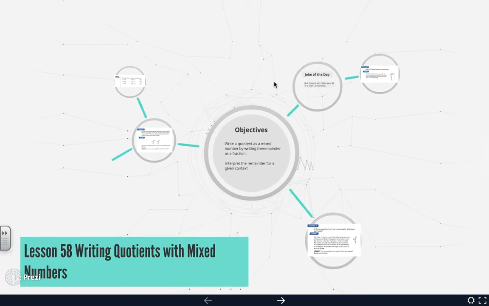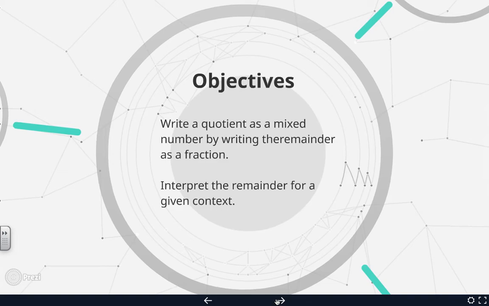We're on lesson 58, writing quotients with mixed numbers. And so our objective for today is to write a quotient as a mixed number by writing the remainder as a fraction. And we're also going to be able to interpret the remainder for a given context.